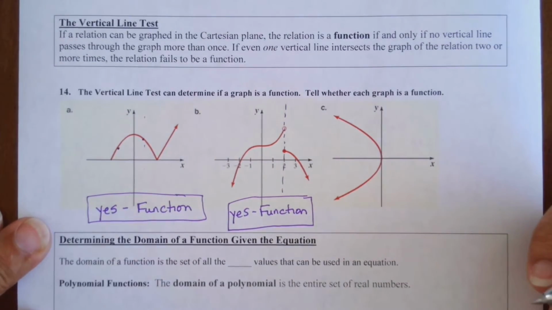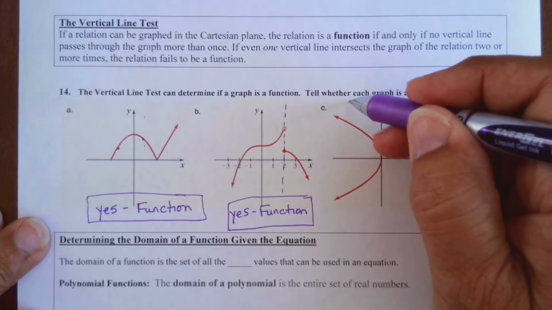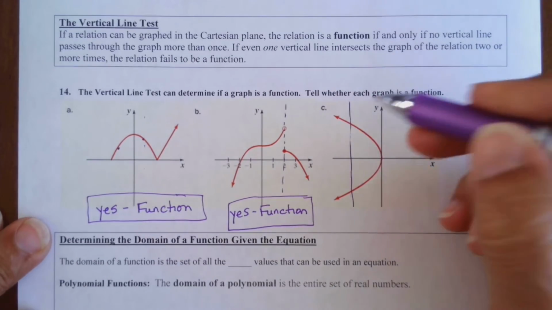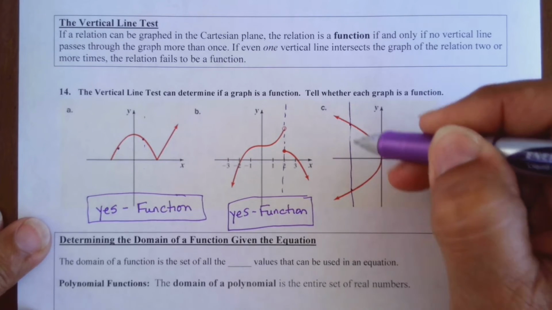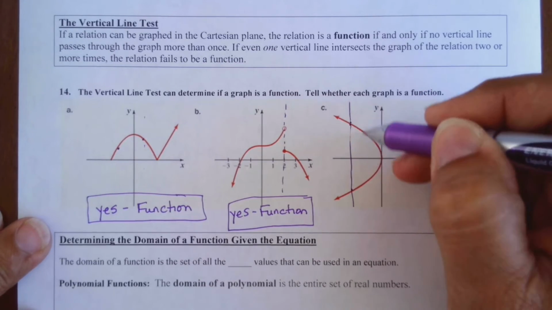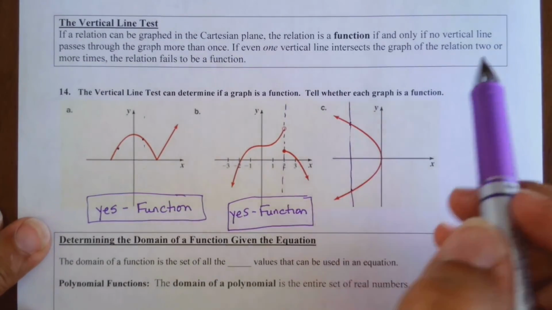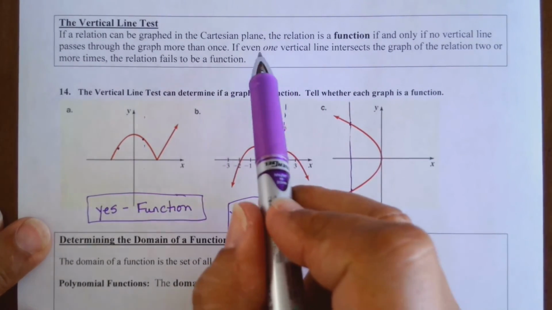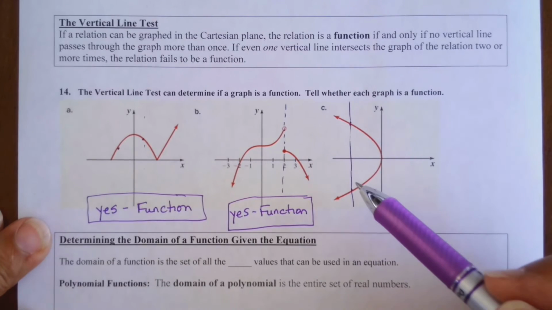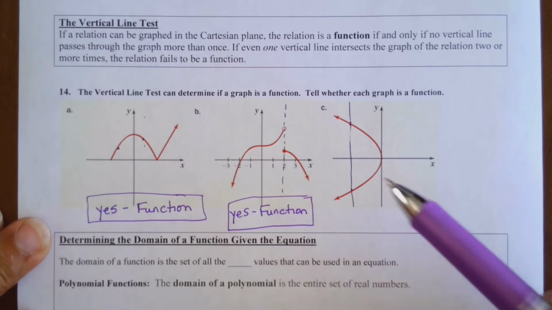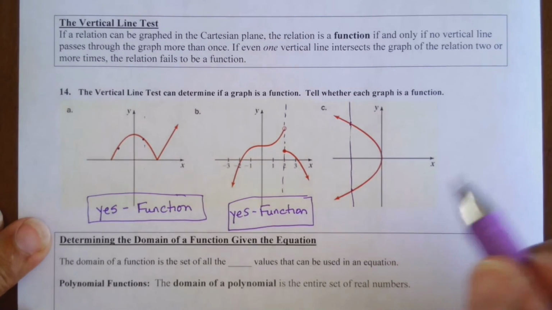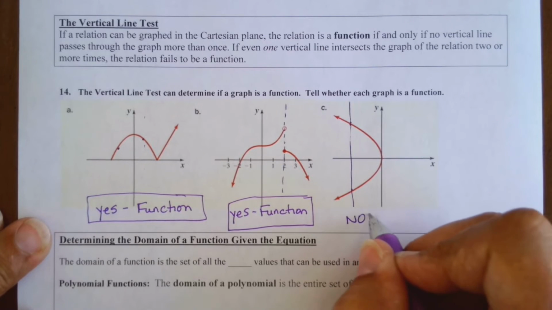All right, and then on part C, hopefully you can easily see that no matter where you draw a vertical line, it's going to cross the graph in two places. So no matter where I pick that vertical line, it's going to fail the vertical line test. And it says I only have to do it only once. Can I find that? I can do it a lot of times here. But if you can find only one place where that happens, this is not a function. Okay?